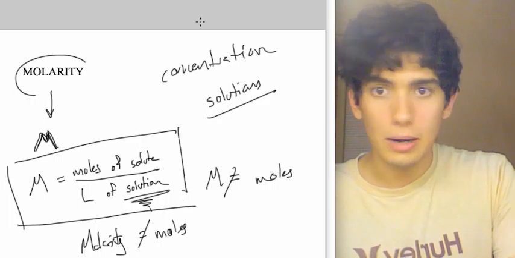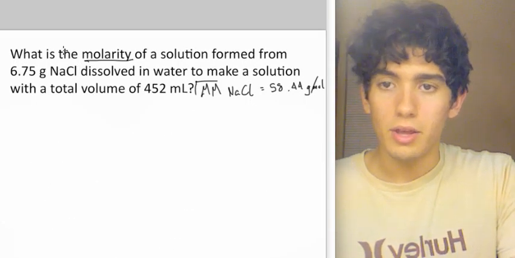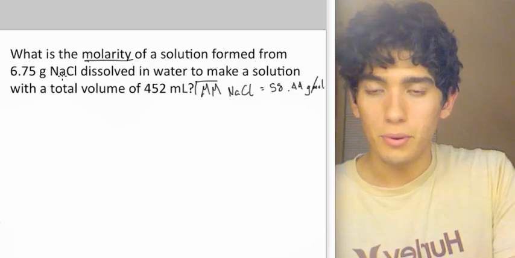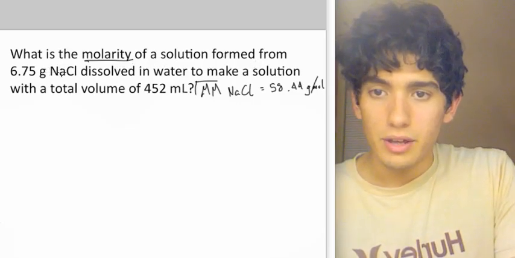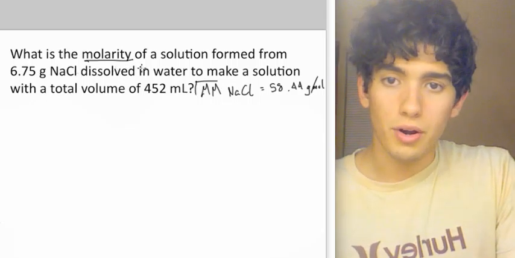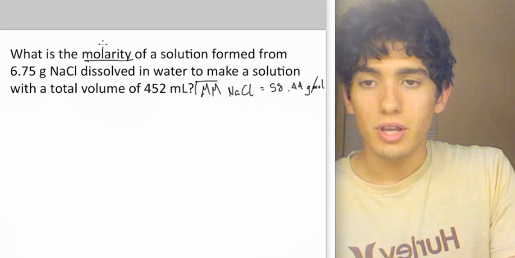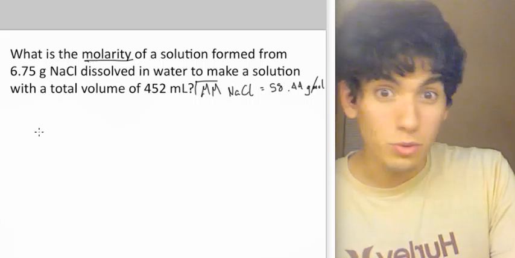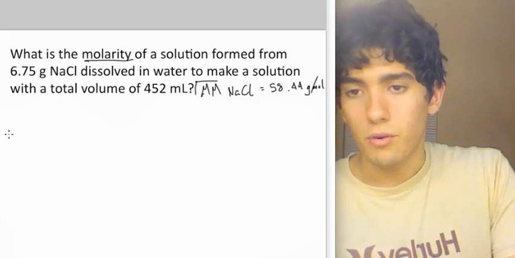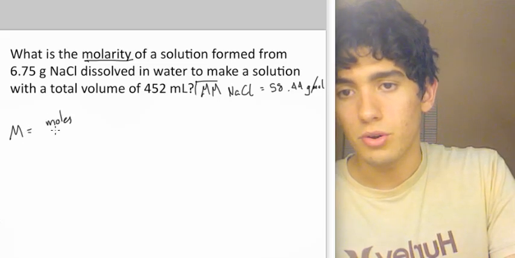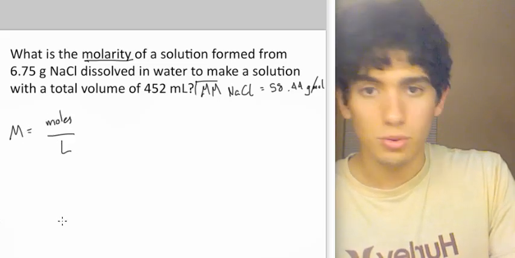Let's apply it in a problem and see it work out together. What is the molarity of a solution formed from 6.75 grams of sodium chloride dissolved in water to make a solution with a total volume of 452 milliliters? So first, because we've memorized it, we're going to write down our formula. It's molarity equals moles of the solute over liters of the entire total solution.